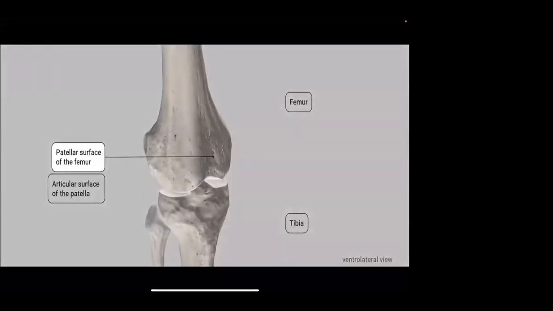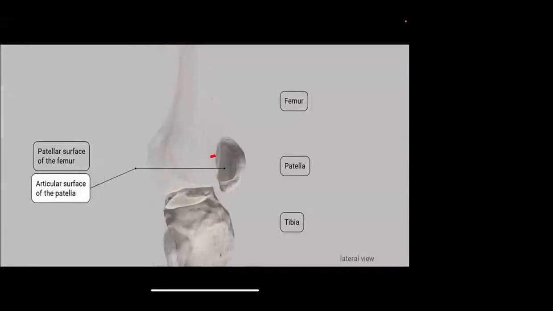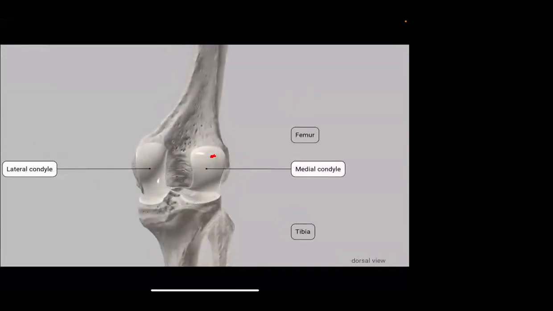This is the patellar surface of the femur, and this is the articular surface of the patella. And these are the medial condyle and lateral condyle of the femur.